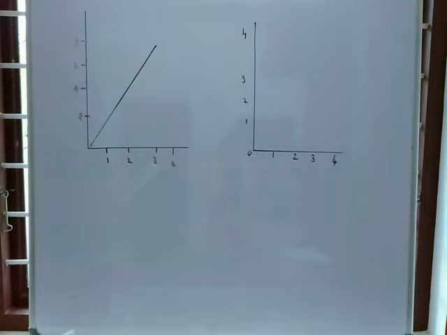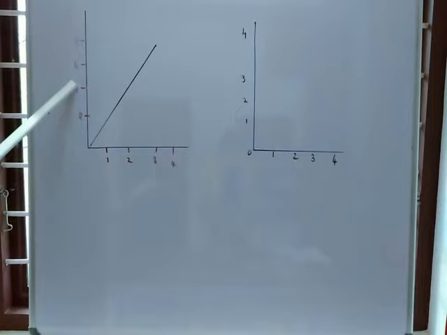First you have to find the velocity of the body at time 1 second. You know the formula for velocity: velocity is displacement by time. Displacement is 2, time is 1, so velocity is 2 by 1, that is 2. Again at 2 seconds, what is the velocity? Draw a straight line from here and connect it to the displacement axis. So you will get 4.